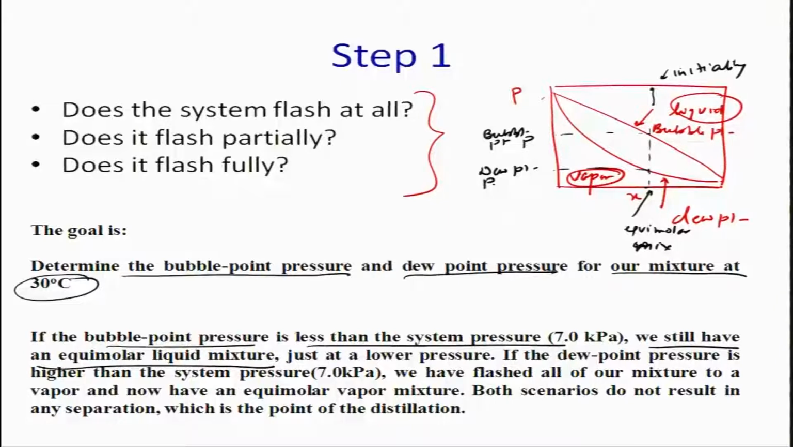If the bubble point pressure is less than the system pressure, we still have an equimolar liquid mixture, just at a lower pressure. Now, if the dew point pressure, which is here, is higher than the system pressure, that means the final system pressure is below this dew point pressure, which means everything will flash to vapor. So, the liquid completely goes to the vapor phase.